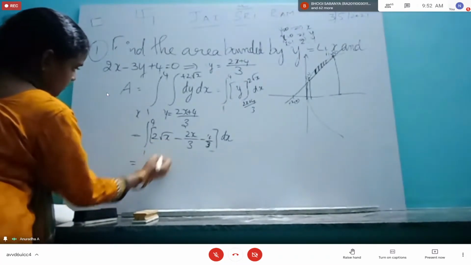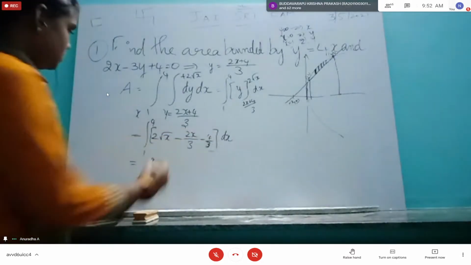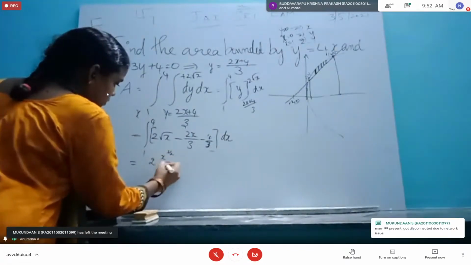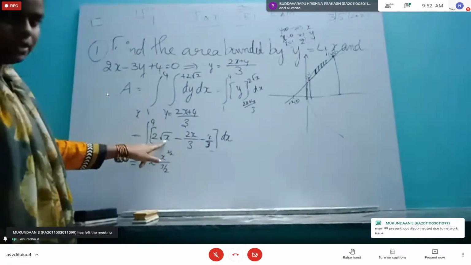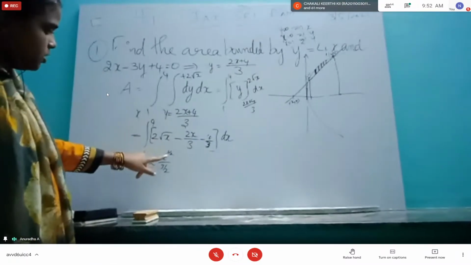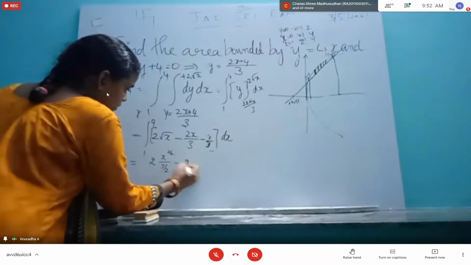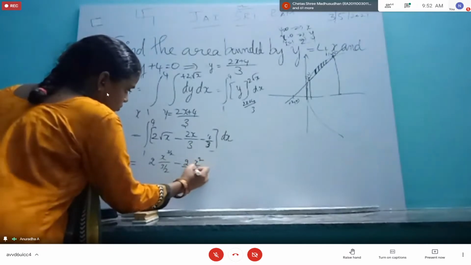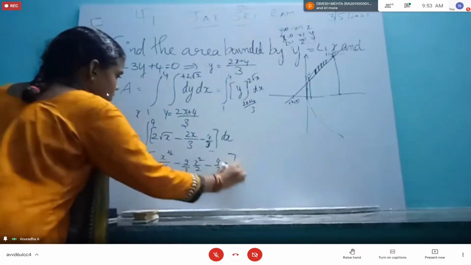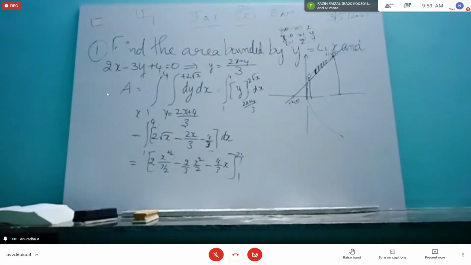So 2 times, for root x, what is the integration? This is x power half. So it is x power three half by half plus 1, that is 3 by 2. Root x can be written as x power half. So it is 2 into x power 3 by 2 by 3 by 2, minus 2 by 3 x square by 2, minus 4 by 3 x. Please apply the limit 1 to 4. What is the final answer?